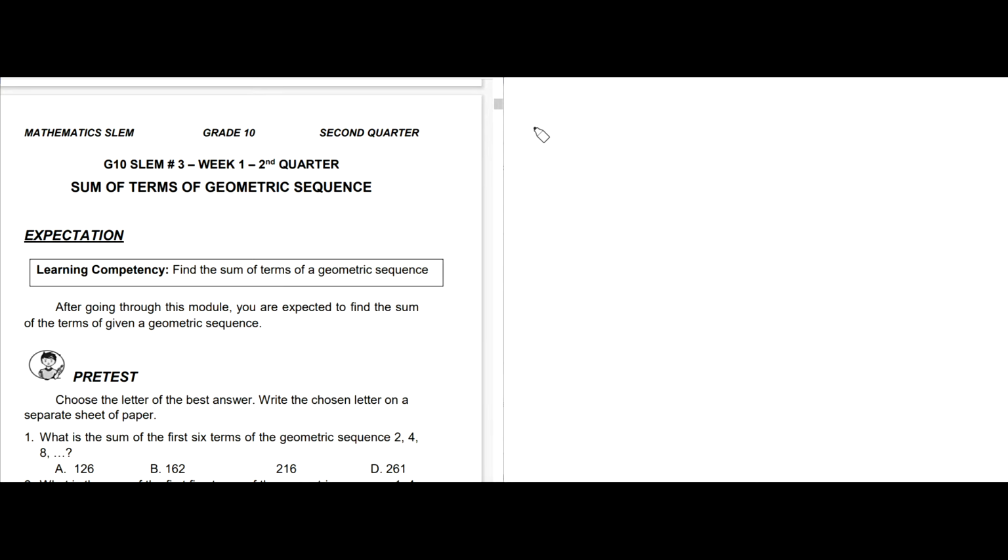A geometric sequence is a sequence wherein we have a common ratio, and we multiply it to a preceding term to get the next term. For example, we have 2, 6, and 18. To get the next term, we just multiply by the common ratio. To find the common ratio, you just divide the second term by the first term. Our second term is 6 and our first term is 2. Therefore, our common ratio is 3.